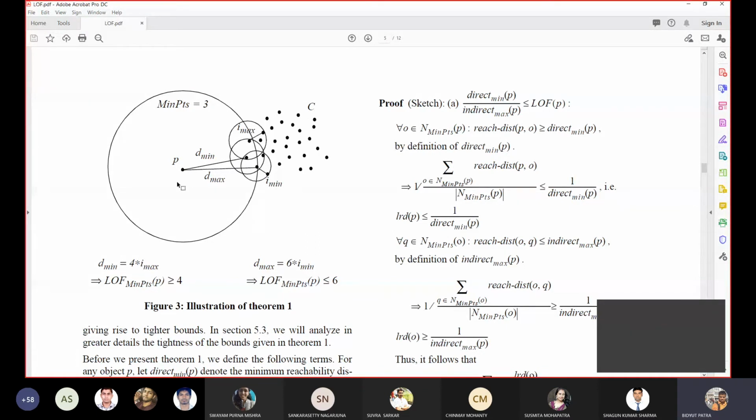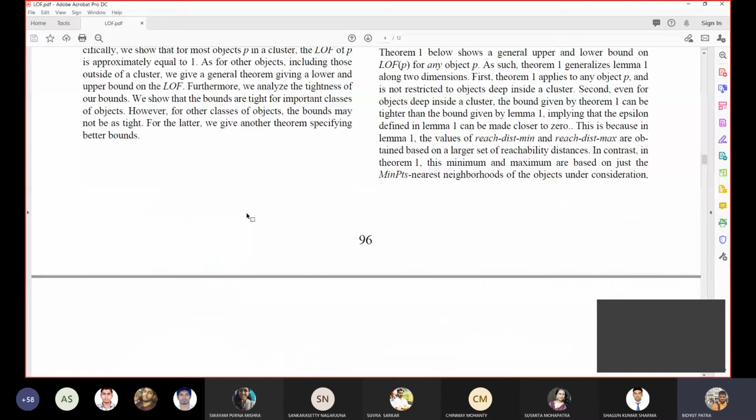Now, how do you find the LOF of this point? What do you have to do? First, to find the LOF of this point, you have to find the nearest neighbors. The minimum points is 3, that means the k value is 3. So there are 3 points, 1, 2 and 3, and you identify those 3 points. Now, going to the definition of LOF, you have to find the LRD of this point. So here we have the definition.